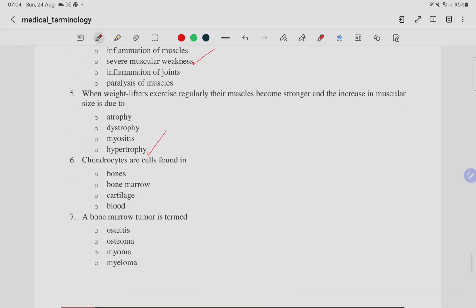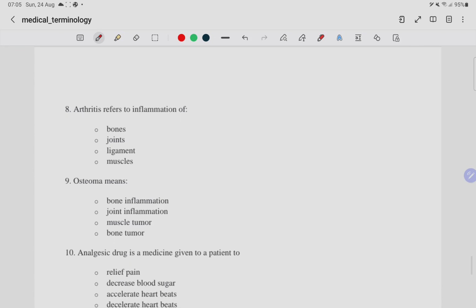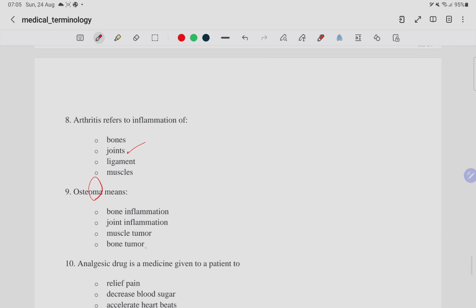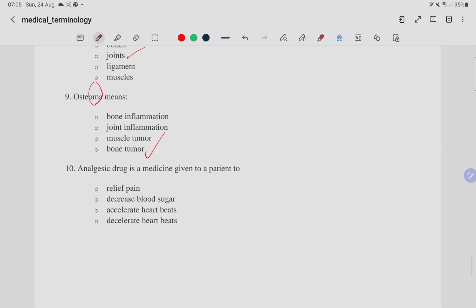Chondrocyte is a cell found in cartilage. Bone marrow tumor is termed myeloma. Myelo means bone marrow, and oma means tumor. Arthritis refers to inflammation of the joint. Osteoma: oma means tumor, and osteo means bone, so it is a bone tumor. Analgesic is a drug given to relieve pain.